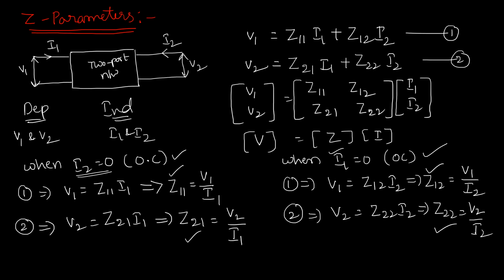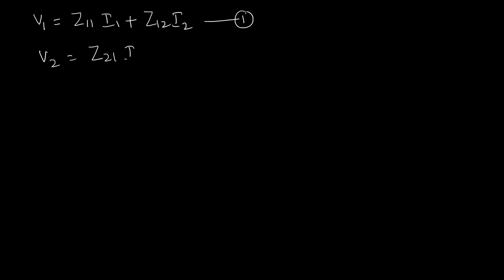Okay, so in this way we have to calculate the network, and the same equations can be represented in equivalent circuit form also. Let me tell you that. Now I'm rewriting the equations. V1 equal to Z11 I1 plus Z12 I2. This is our first equation, and V2 equal to Z21 I1 plus Z22 I2. This is our second equation.